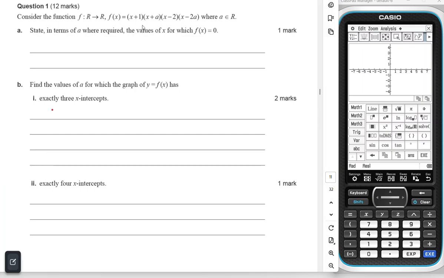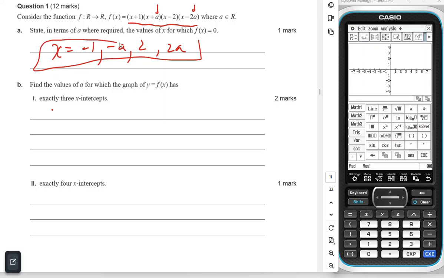Okay, so this is question number 1. We have this quartic that has 4 factors, discrete for particular values of A, but for some particular values, some of these will double up. So, in terms of A, we're required to state the values for which f(x) is equal to 0. So, x is going to equal -1 or -A or 2 or 2A. And that's going to be the 4 answers that will give f(x) equaling 0.